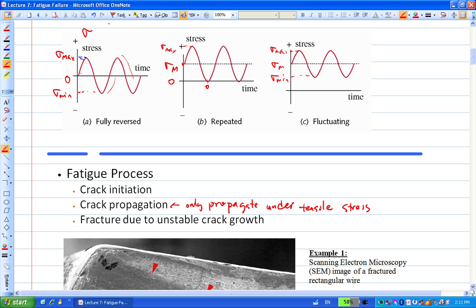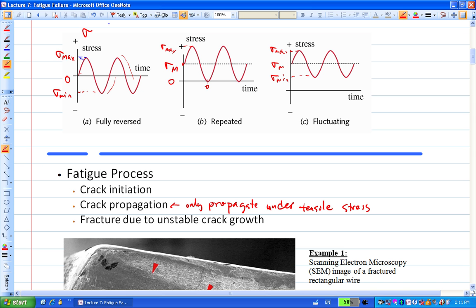Imagine you're bending a piece of wire, right? So how are you going to bend the wire? One way is that you evenly apply it, which is what we call completely reversed loading or stress, right? Or maybe you're not applying it evenly. You're probably just applying it like this, right? Like this.